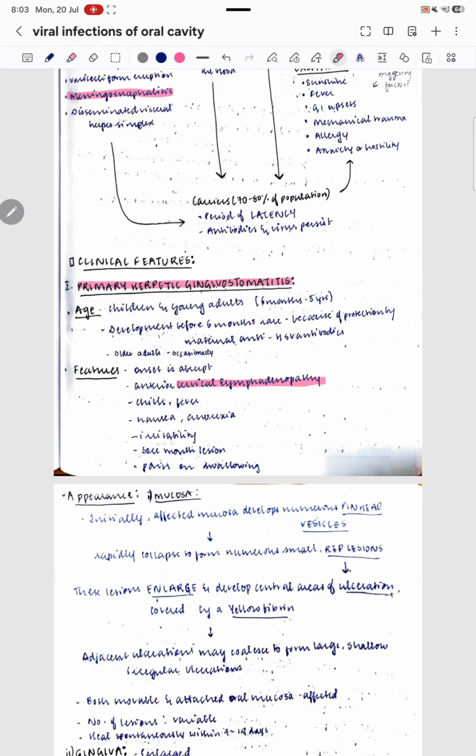Okay, so it occurs in children mainly, that is 6 months to 5 years, and then it is very occasional in adults. And in children, it is rare before 6 months because they are protected by the maternal antibodies. Now the basic symptoms are cervical lymphadenopathy, chills, fever, nausea, anorexia, irritability, sore mouth lesions, and pain on swallowing.